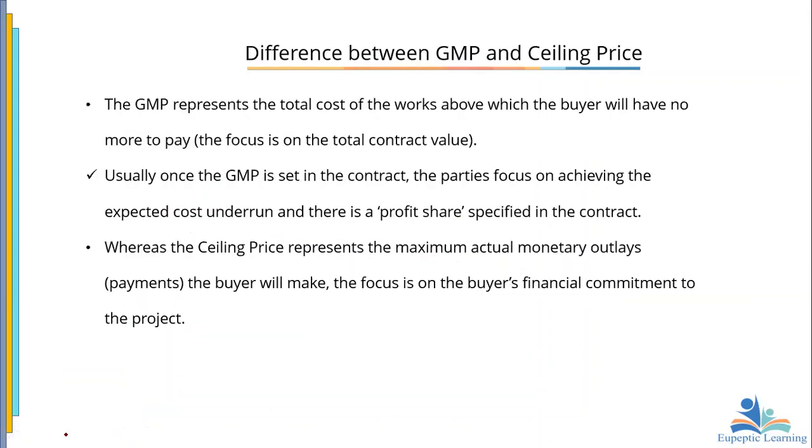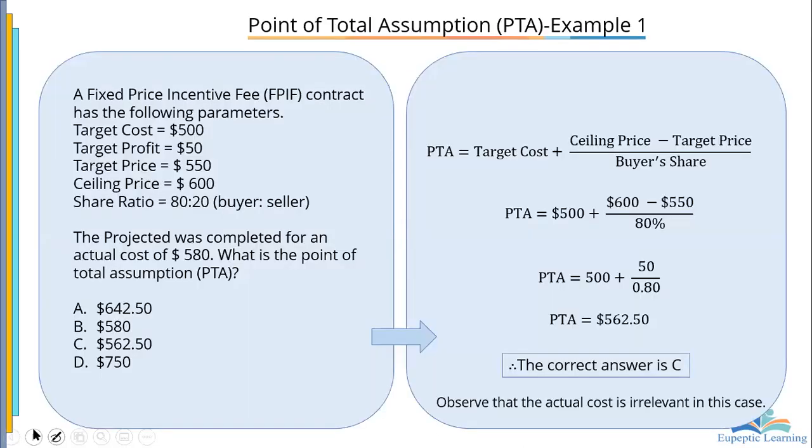Okay, this is not so necessary. When you get the slide, please read the difference between GMP and ceiling price. You can read that one. Okay, point of total assumption. So this is a typical example. Just pick this one and then continue. So just as we looked at, we were able to calculate the point of total assumption as what? 562.